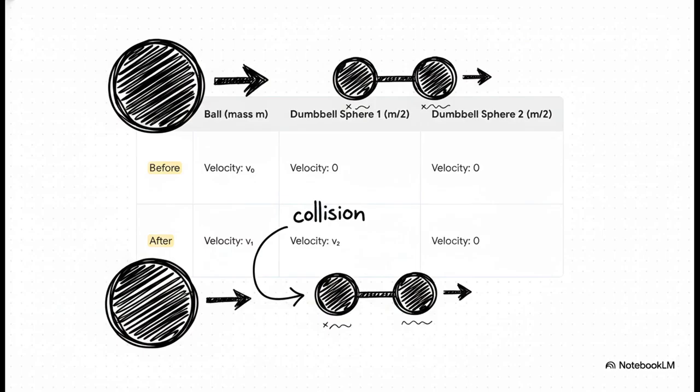We've got the ball with mass m, and it's coming in with some initial velocity we'll call v0. The dumbbell is just sitting there, so its velocity is 0. Each of its spheres has a mass of m over 2. Now, after the collision, the ball is going to have a new velocity, v1, and the sphere that it hit is going to have a velocity, v2. Our first mission is to find out what those two new velocities are.